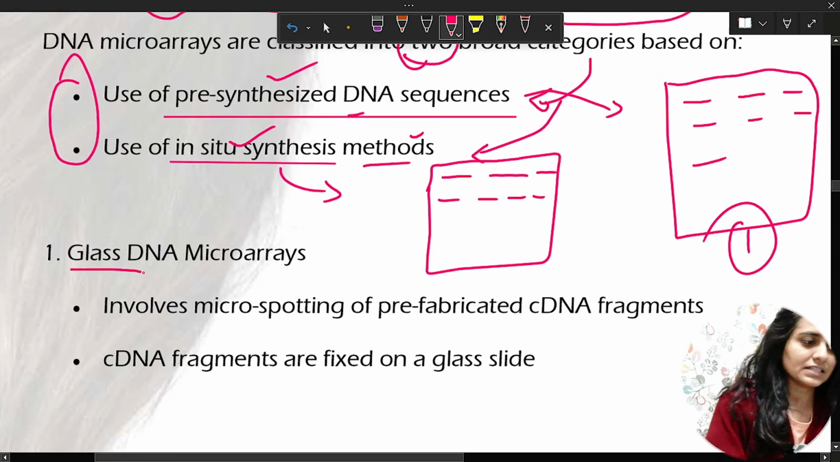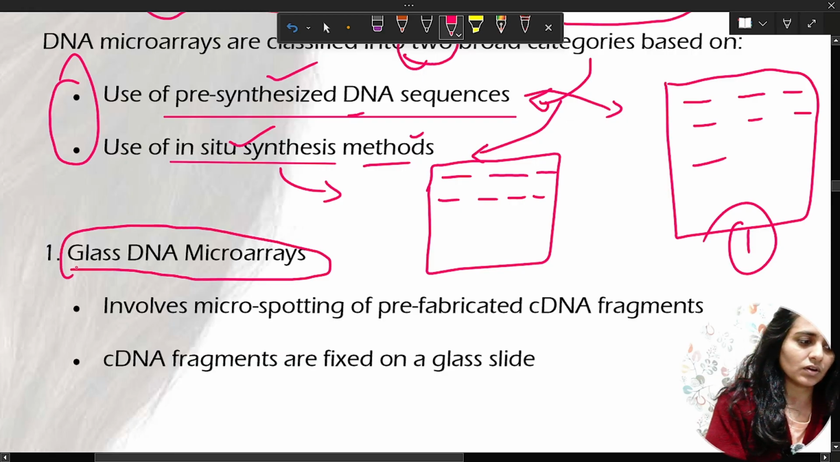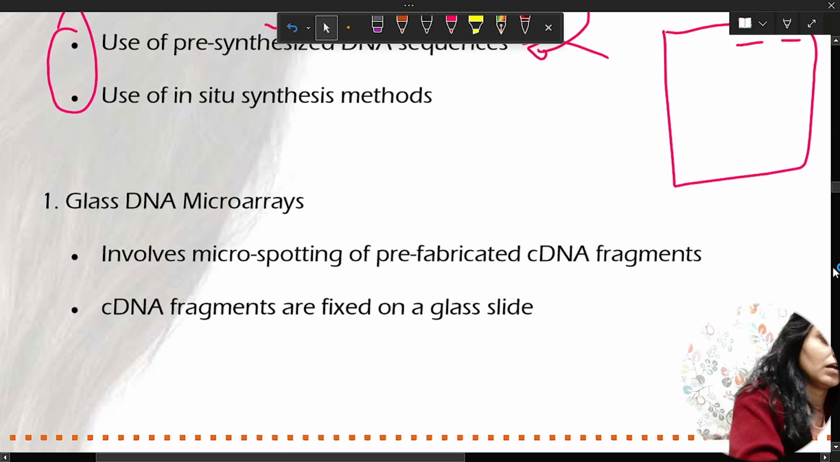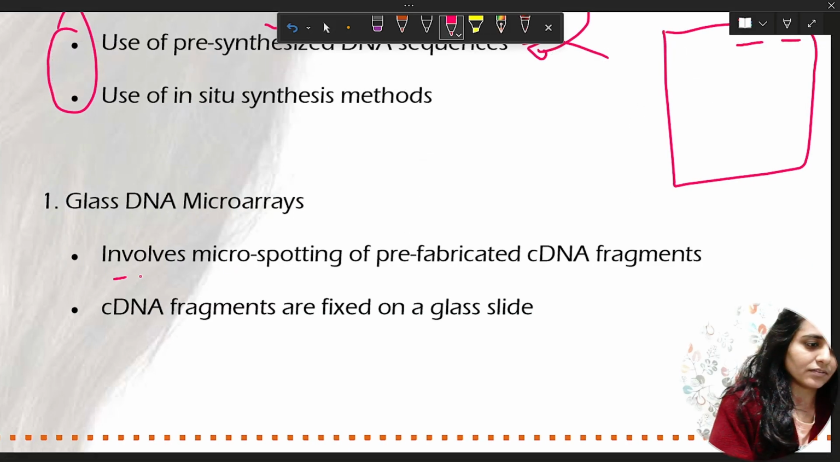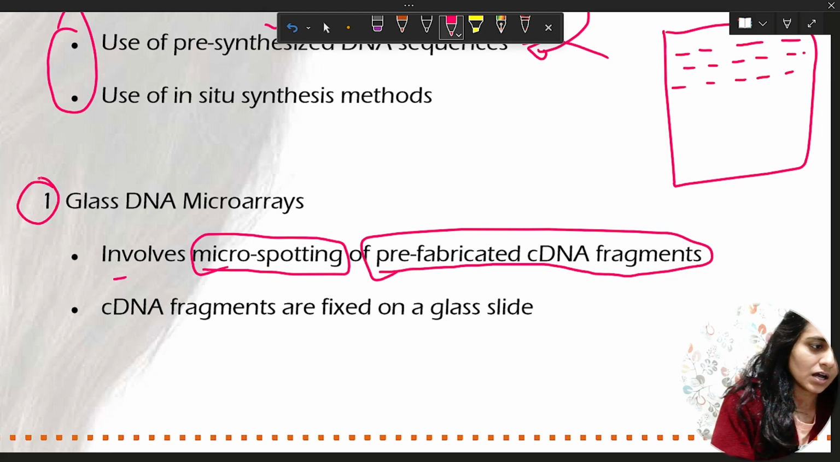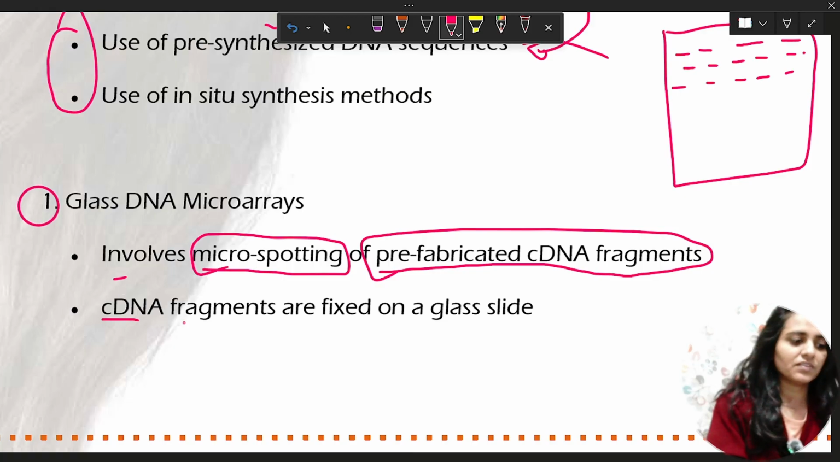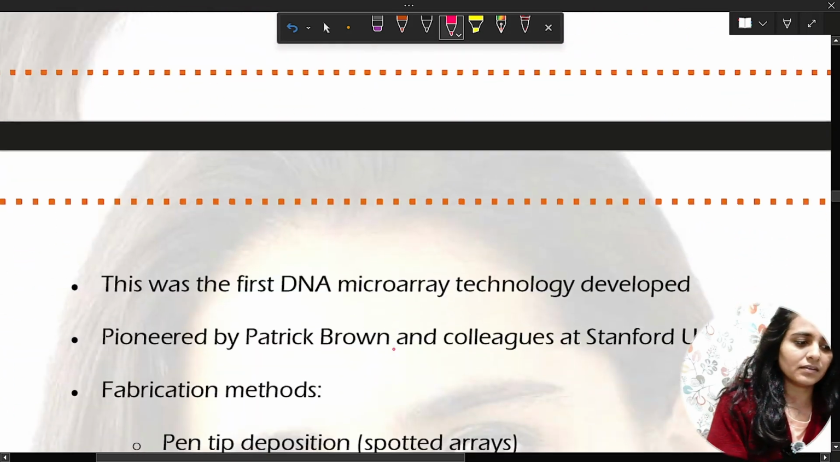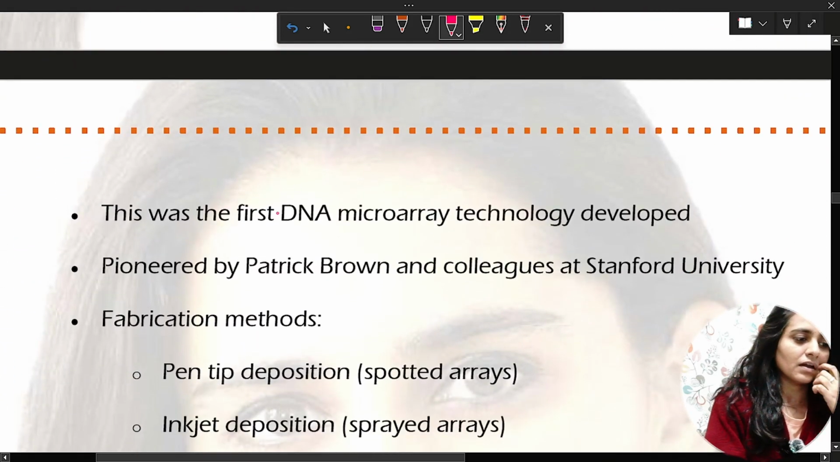The first one is glass DNA microarrays. What are glass DNA microarrays? Glass DNA microarrays involve microspots. Prefabricated cDNA fragments are placed on these spots, and prefabricated, pre-synthesized probes are used in the glass microarray. cDNA fragments are fixed on glass slides. This is an example of pre-synthesized DNA sequence.